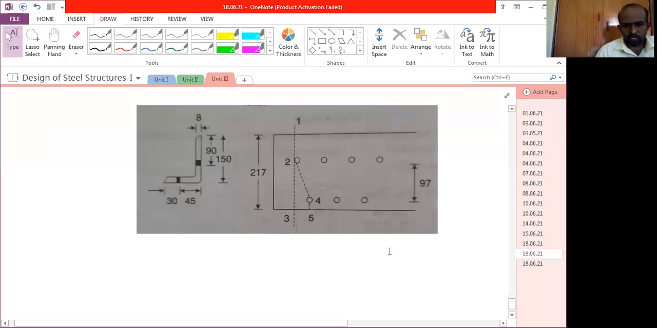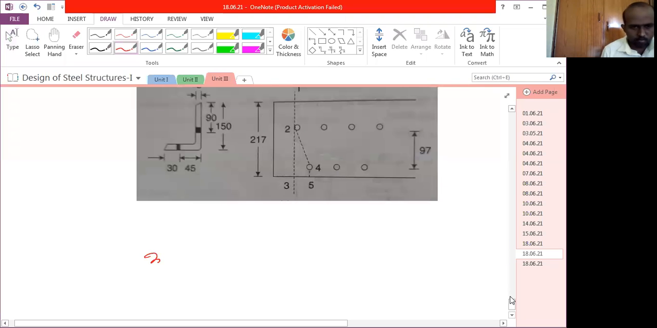If you want to design any member, you have to calculate the load, how much load is coming to the particular section. Only then can we calculate the design of the particular member. Here also, first of all, how much load is coming to the leg angle needs to be calculated. For that, the proportionate method is adopted.